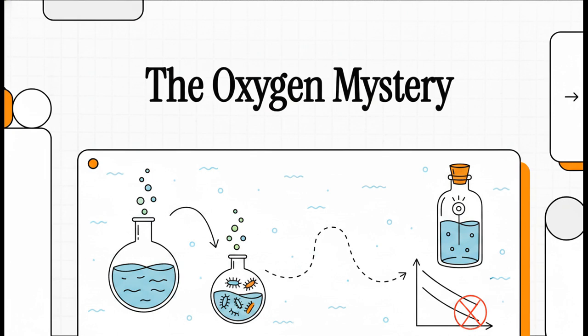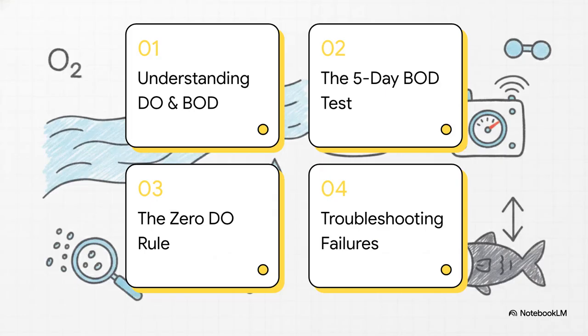So today, we're unpacking exactly how dissolved oxygen and BOD interact, and why we have these incredibly strict lab rules governing how we measure pollution. Here's our roadmap for today. First, we'll get a handle on understanding DO and BOD. Second, we'll walk through the 5-day BOD test. Third, we'll hit the 0 DO rule. And finally, we're going to troubleshoot some common test failures.